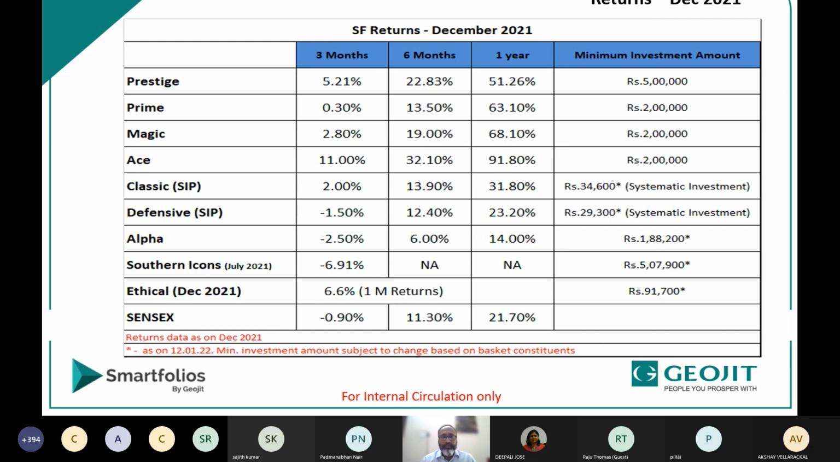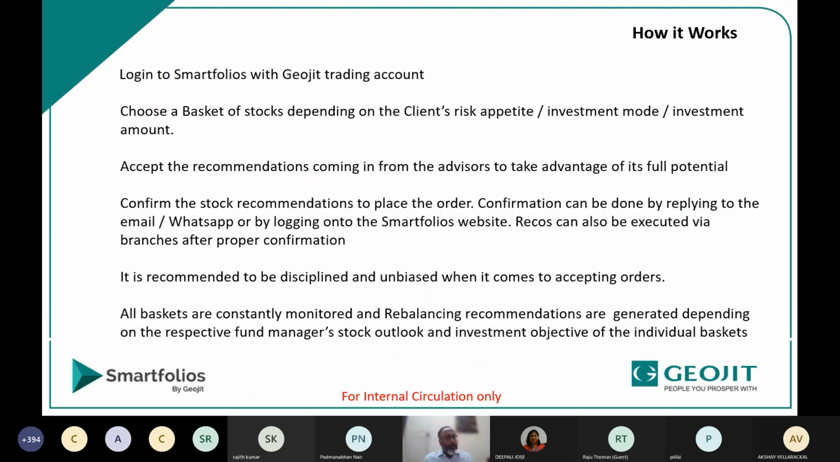It is not a magic wand where it is guaranteed to give you good returns. But what the fund managers strive to do is to beat the benchmark returns over the long term. This is not a short term investment by any means. It is a long term investment, just like equity. So how it works, this is the last slide of my presentation. We'll go over to the Q&A after this.